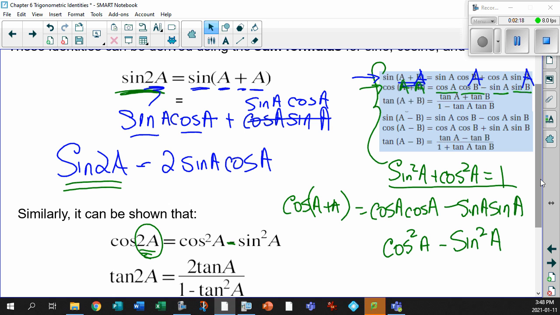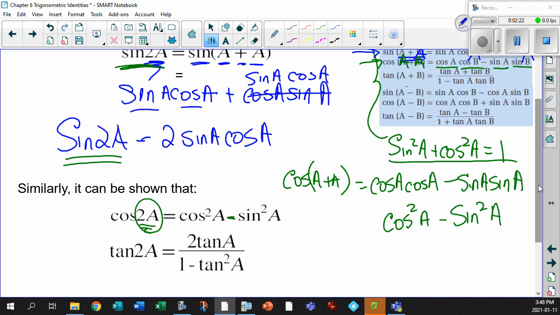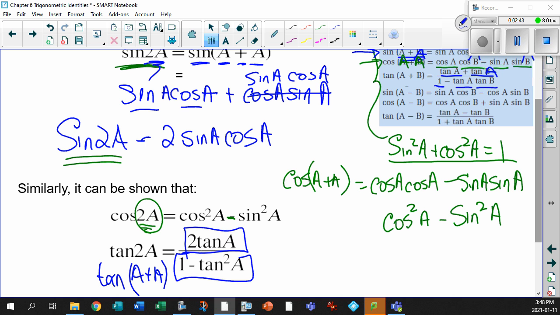Same goes with the tangent. Tangent can be done the same way. All you have to do is, again, put in a plus a, and wherever there's a b, just replace it with an a. Look, a plus a. So this is now tan a plus tan a. Well, isn't that just plain old 2 tan a? Isn't this 1 minus tan a times tan a? Isn't that tan squared a? Yeah, no kidding. Real simple.